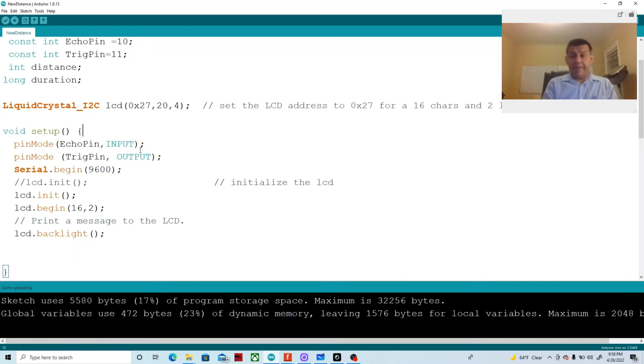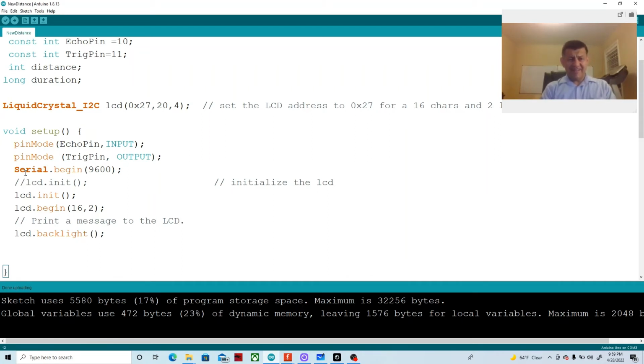Over here we just set up the pins, whatever we're going to use, right? So the pinMode, the brackets are already there for the function, and we say pinMode echo pin input, right? You will be receiving the signal from the object, the echo pin. Then we say pinMode trigger pin output. It will be outputting the data.